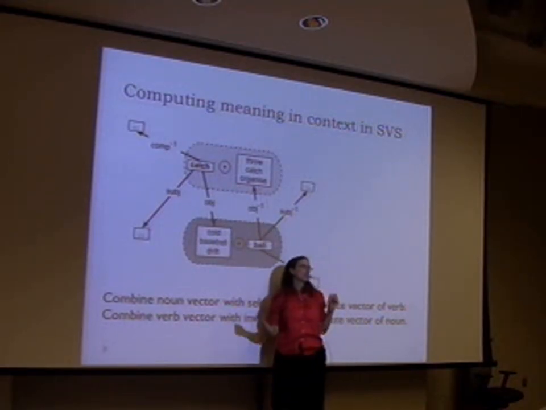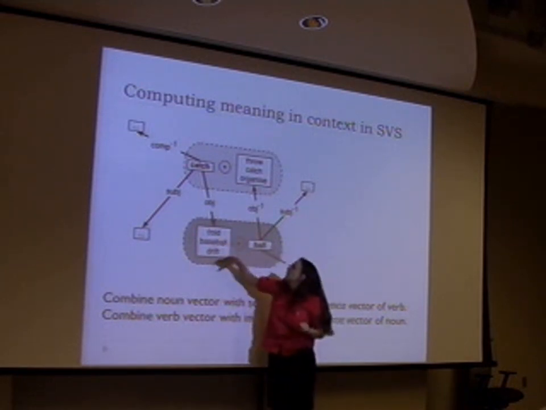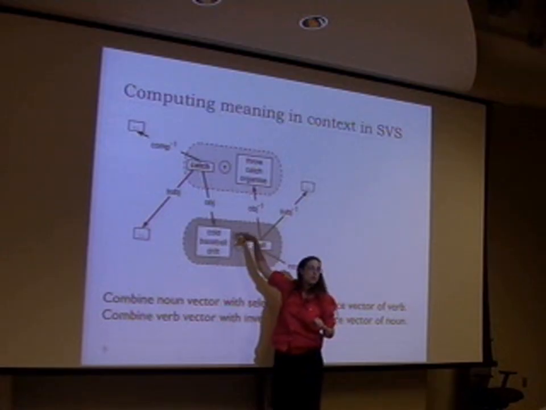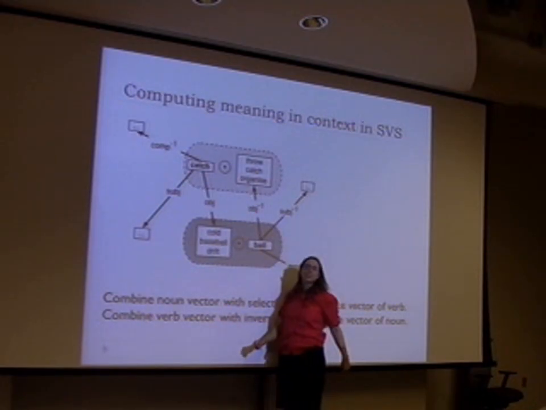So this is one of these vector bending approaches. We bend the vector for ball into the direction of typical objects of catch. We bend the vector for catch in the direction of typical predicates that go with ball.